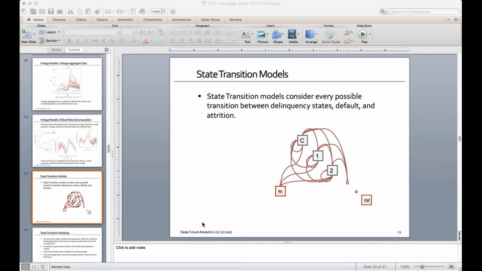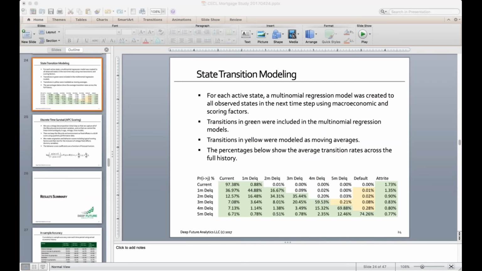So we need to model those transitions. And here we're showing in our data the probability of those transitions occurring. So in the rows I have the current state. In the columns I have the next month's state. And you can see that current tends to stay current. 1 month delinquent, the highest probability is to stay 1 month delinquent, but then there's also a probability of going forward to 2 or going back to current.